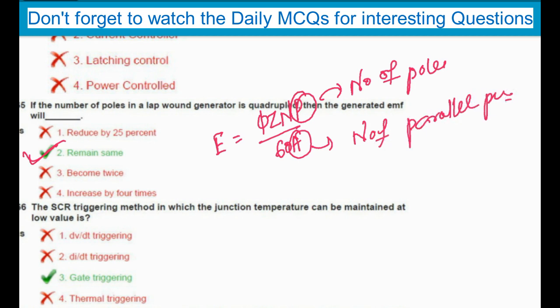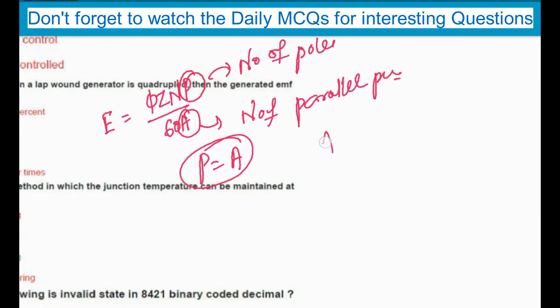In case of lap winding, P is always equal to A, and this will be cancelled out, and the EMF does not depend upon the number of poles or the number of parallel paths. So if we change the number of poles, the voltage will always remain the same in case of lap winding. But in case of a wave wound generator, A is always equal to 2. So if poles increase, A is the same value, so E will increase, EMF will increase.